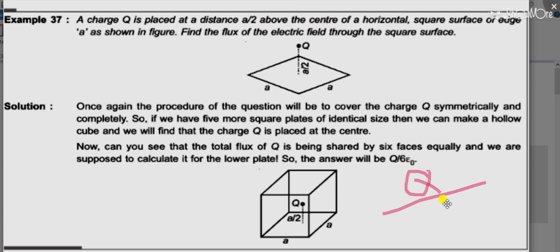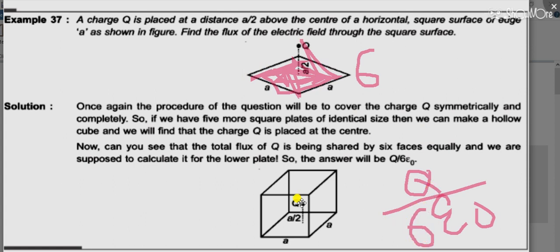Now this cube is made up of 6 faces. In the earlier cases we were making cubes, so now it is made from sides. So q by epsilon naught flux is linked with 6 faces, and the flux linked with this one face, which is like the given question, will be q by 6 epsilon naught.